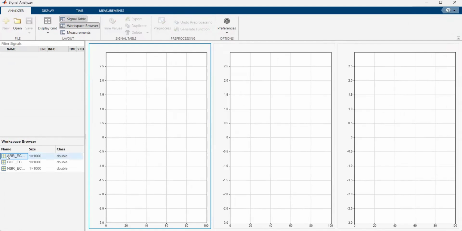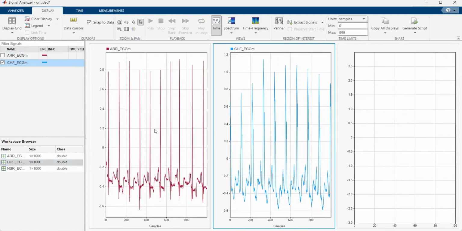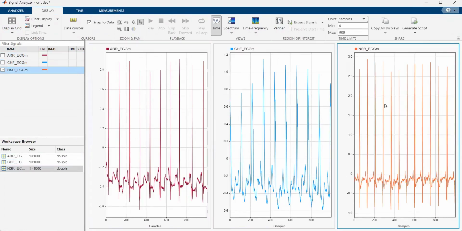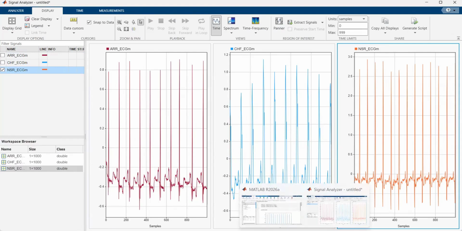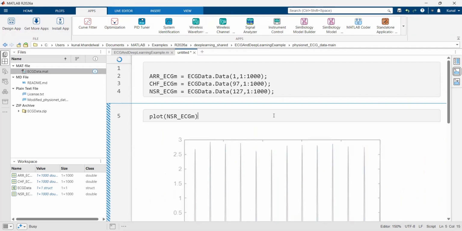So the first one is arrhythmia. Next is congestive heart failure. And then I have this normal sinus rhythm. Let me start with the normal sinus rhythm. I'll also try to plot it over here, and let's expand it.